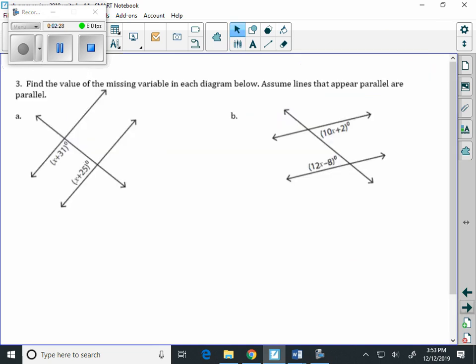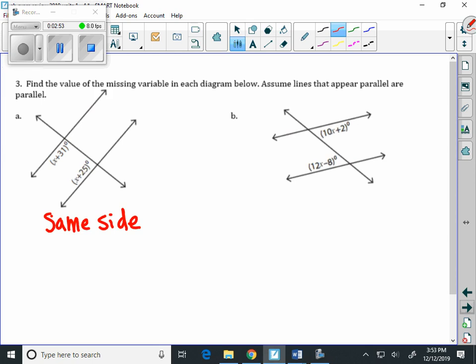Number 3, find the value of the missing variable in each diagram below. Assume lines that appear parallel are parallel. As we take a look at this, one thing that I want to point out on letter A is that we have same side interior angles. And you might want to go back and look in your notes: what is a same side interior angle?